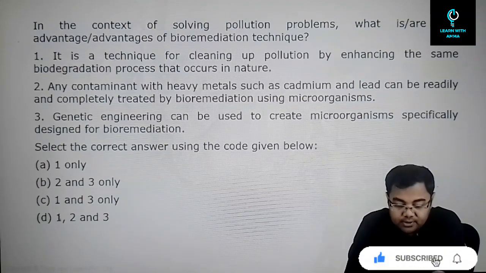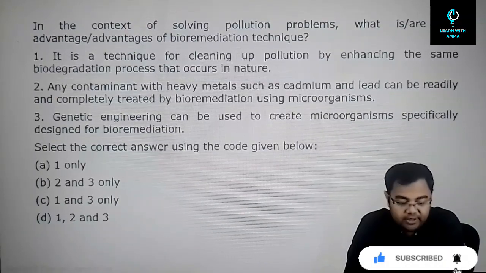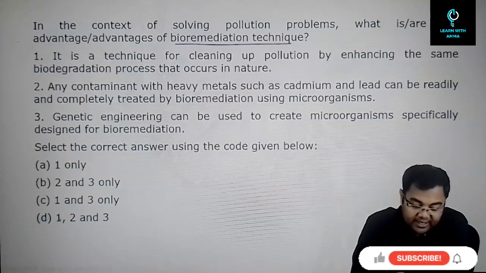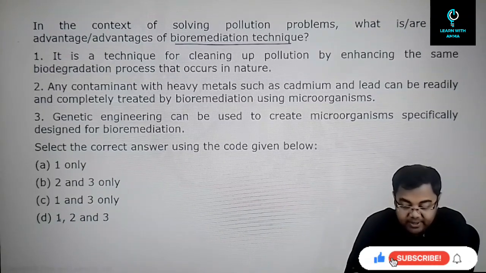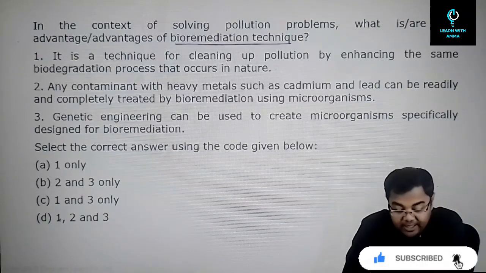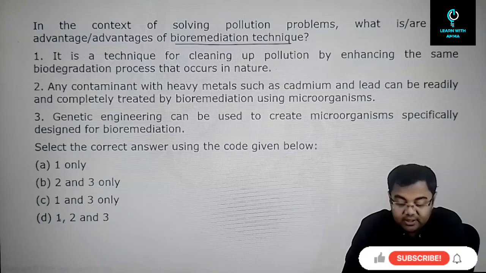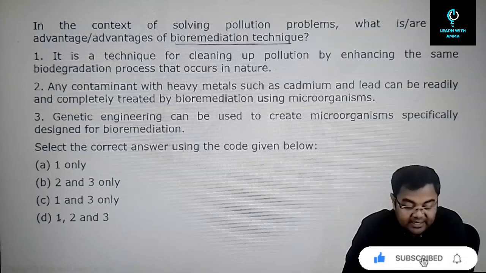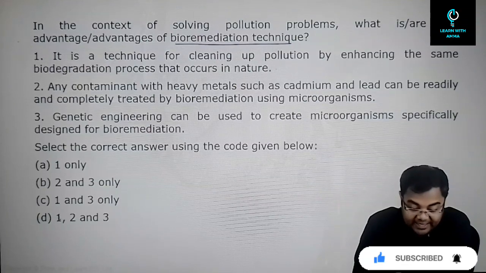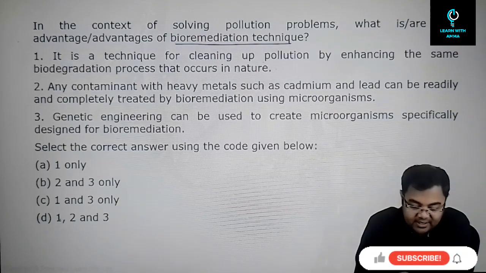In the context of solving pollution problems, what is or are the advantages of bioremediation technique? 1. It is a technique for cleaning up pollution by enhancing the same biodegradation process that occurs in nature. 2. Any contaminant with heavy metals such as cadmium and lead can be readily and completely treated by bioremediation using microorganisms. 3. Genetic engineering can be used to create microorganisms specifically designed for bioremediation. So let's look at the statements one by one. First statement is, it is a technique for cleaning up pollution by enhancing the same biodegradation process that occurs in nature. This is the very thing that we try to do.